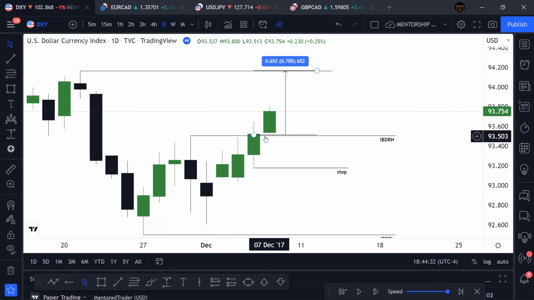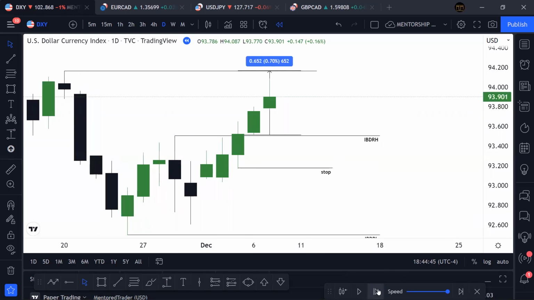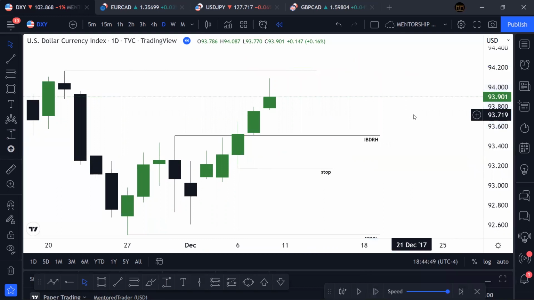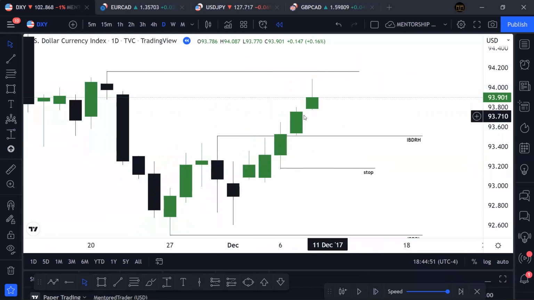Use lower time frames for entries. The indicator is still showing them overbought. What are they doing? They are selling. Let me move this. What happened the next day?